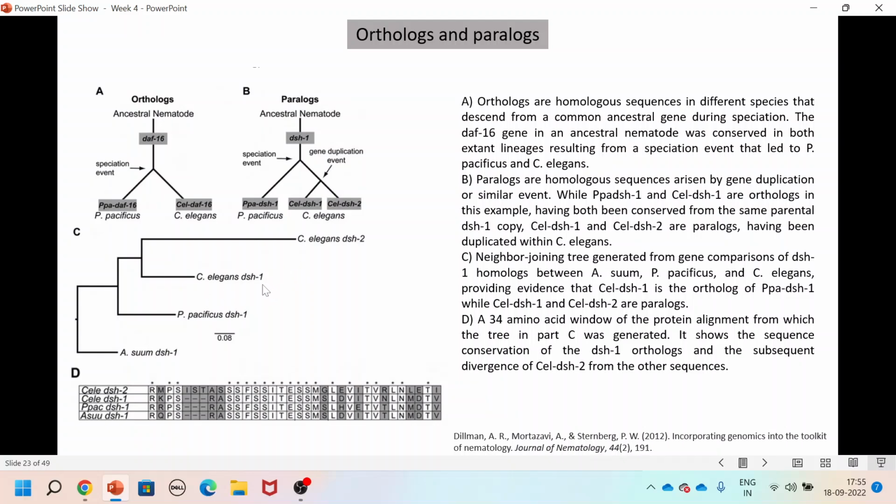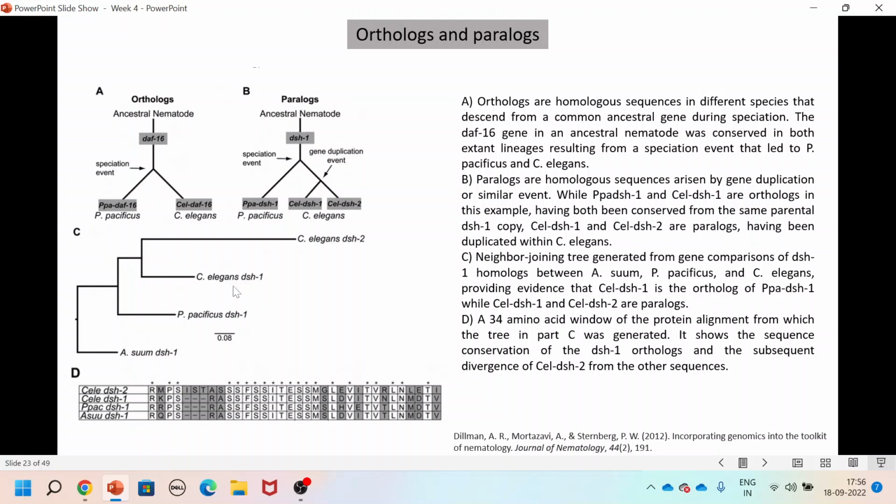Paralogs are the C. elegans DSH1 and DSH2. These are the paralogs. And orthologs are the one called DSH1 Pacificus and the C. elegans DSH1, basically, yeah, right.